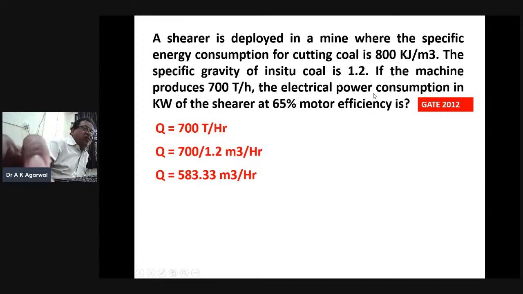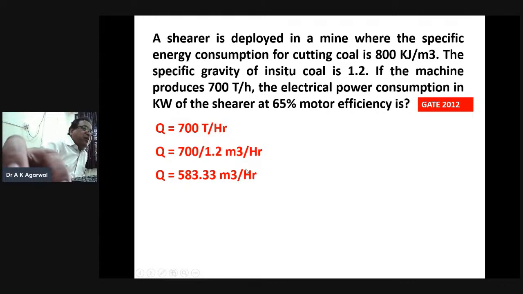Now just remember one basic, interesting fact. Whenever you want to calculate power consumption, power is calculated in watt. Watt is work done per second, or joule per second. Kilojoule per second means kilowatt. That's all. So you have to find out the kilojoule per second. Here it is kilojoule per meter cube. Just remember this basic.